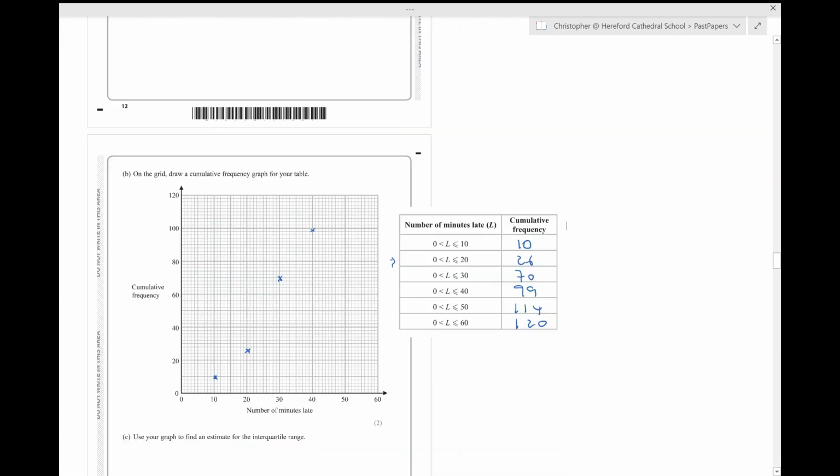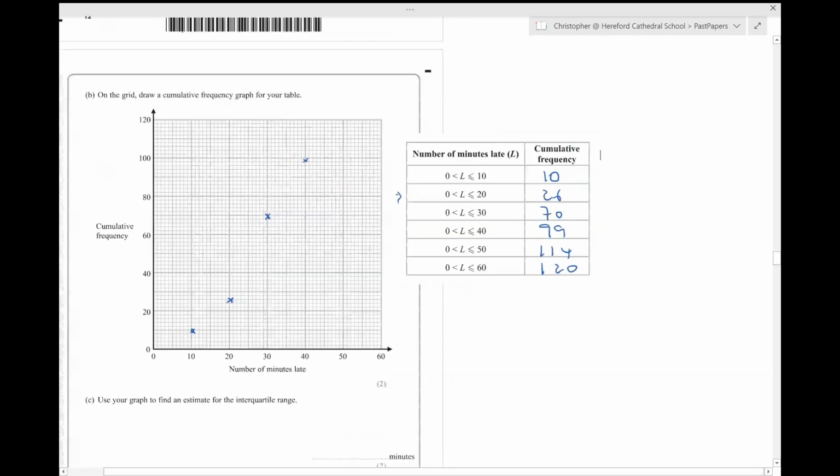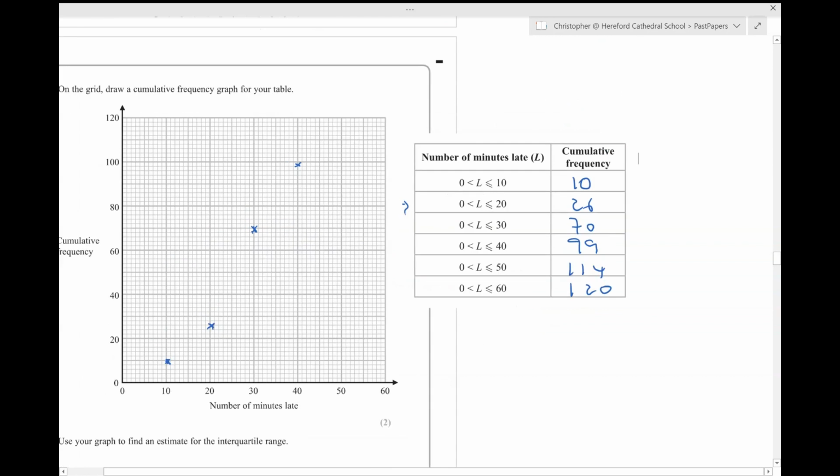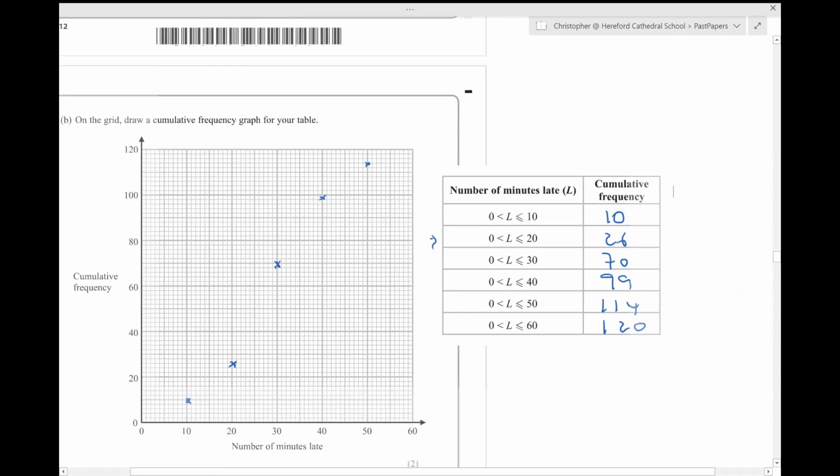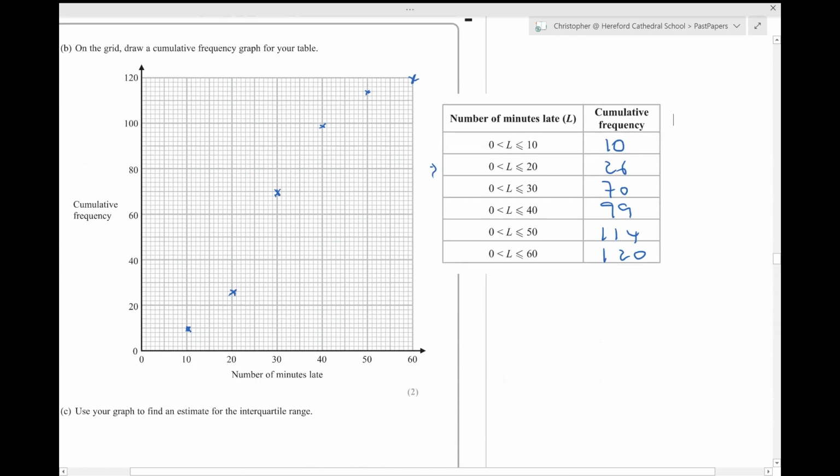Okay. And then up to 50, it's 114. Right, let's zoom in again, 114, so it's 110 here, so 114. And then up to 60, it's 120. So here is my cumulative frequency graph. Now you want to try and join it up with a smooth curve going through the points. So that's not bad for drawing it on a screen.